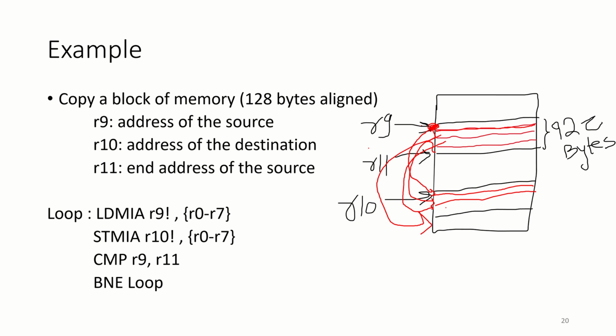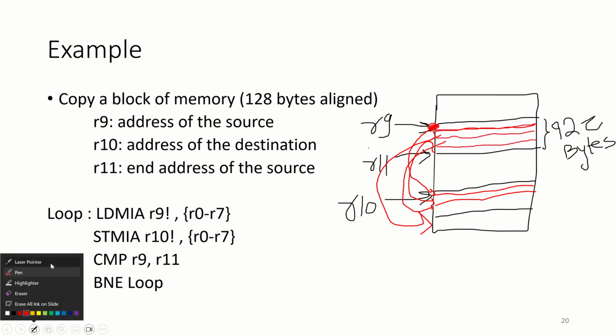That is clear, what is R9. So R9, R10, R11 are the registers. We are storing the address. R9 is storing the source address, means starting address of the source. R10 is the starting address of the destination, and R11 means the end address of the source. So first we start, we write LDMIA R9.